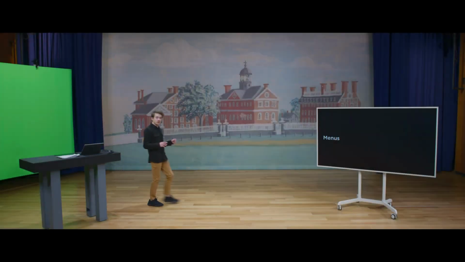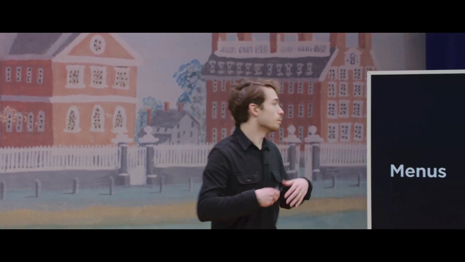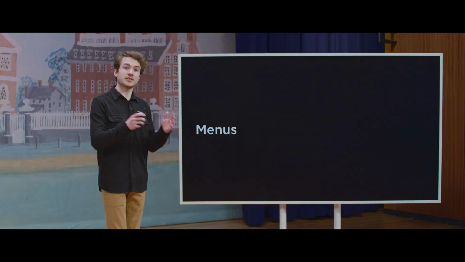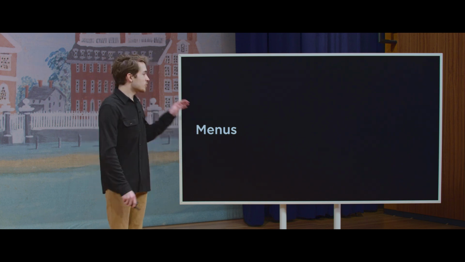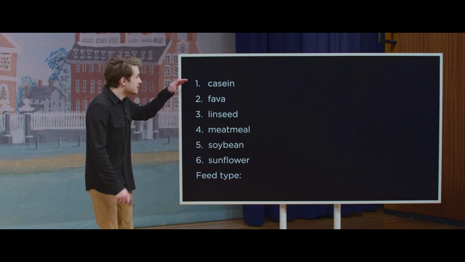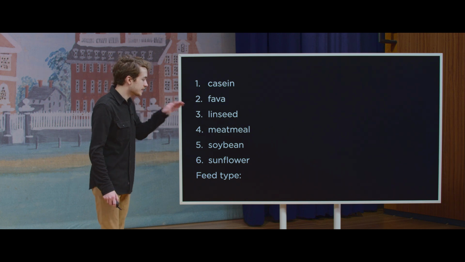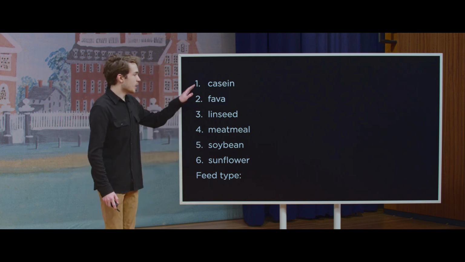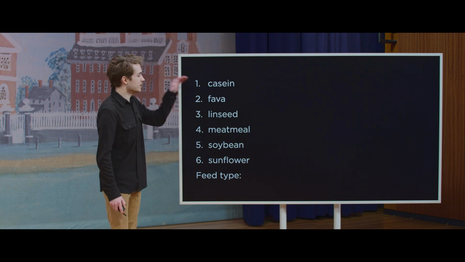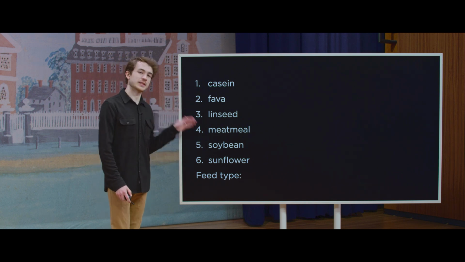Well, we're back, and so we've seen so far how to take subsets of our data, but what we'll do now is turn more control over to the user and let them choose a subset of data they want to see. Now, R in general has this idea of a menu, where you present the user with some options they could choose from. For instance, if we show them our feed data, we could ask them which subset of data they want to see. Is it the casein subset, the fava subset, the linseed subset, and so on? And the user could type in down below which number subset they want to see, whether it's 1 for casein, 2 for fava, or 3 for linseed.